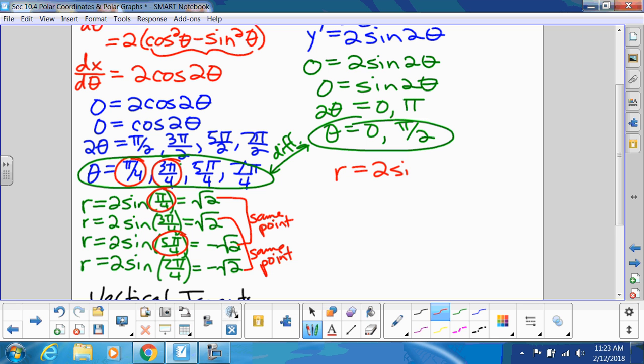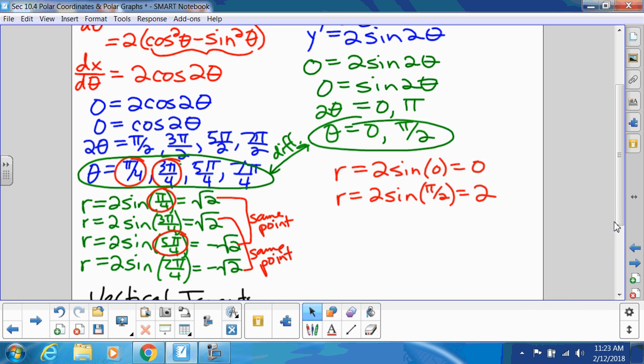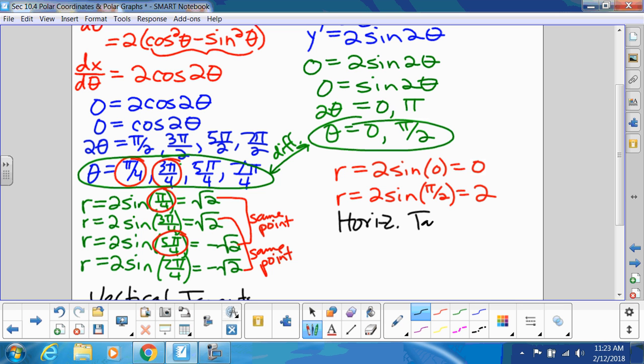So 2 sine of 0 gives me 0, and then 2 sine of pi over 2 gives me 2. So our horizontal tangents occur at the point where the radius is 0 and theta is 0, and where the radius is 2 and theta is pi over 2.